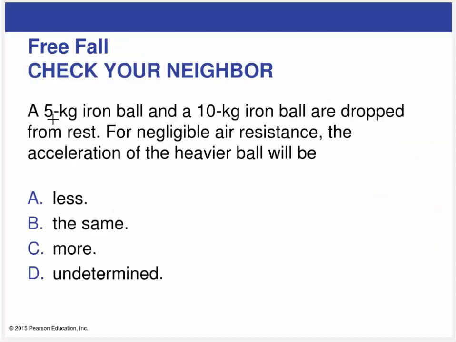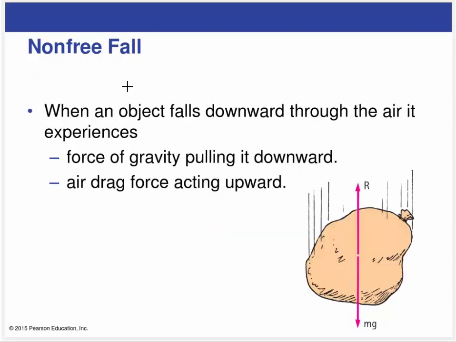So just to check yourself, if we have a 5 kilogram ball and a 10 kilogram ball and we drop them from rest, while Aristotle may say that the 10 kilogram ball should fall faster, we do know that they're going to accelerate at the same rate, which is going to be our old friend 10 meters per second squared. Now let's finish off the chapter by introducing some friction into our falling objects.